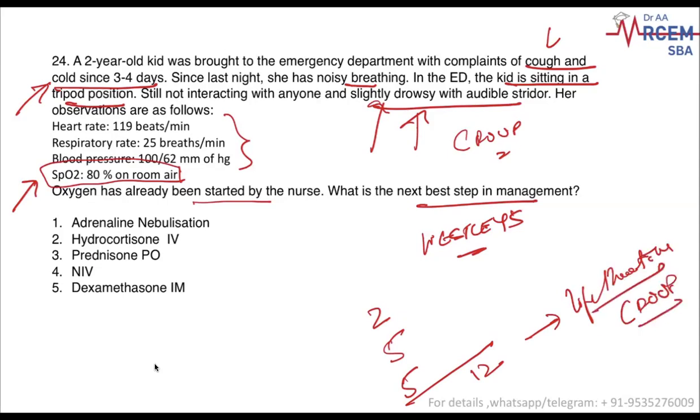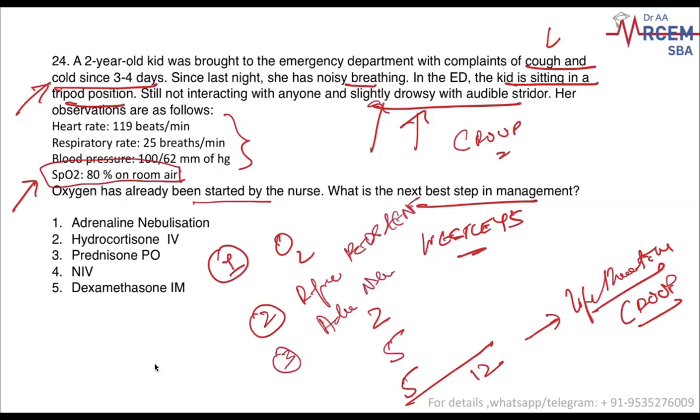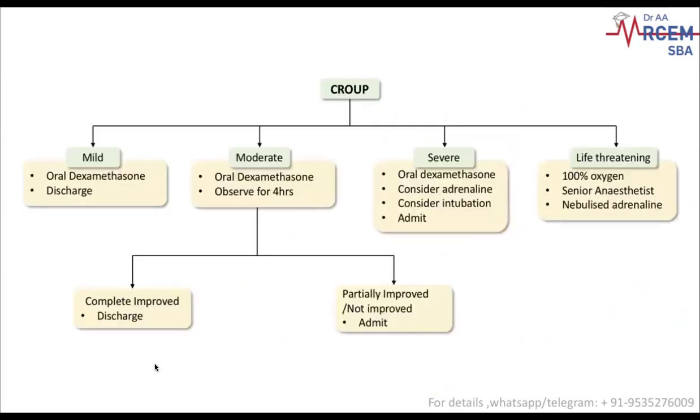How do we treat? Stepwise. First give oxygen supplement, step 1. Step 2 is refer, that means involve the pediatricians as well as the ENT. Third step is to give adrenaline nebulization. The first step is already done by the nurse by giving the oxygen supplements. The second step is not mentioned here, so we cannot choose that one. Adrenaline is mentioned here, so you're choosing adrenaline nebulization. So the right answer here is adrenaline nebulization. Life-threatening croup: step 1, oxygen; step 2, senior anesthetist and ENT involvement; then nebulize with adrenaline. So remember the steps, it is important.